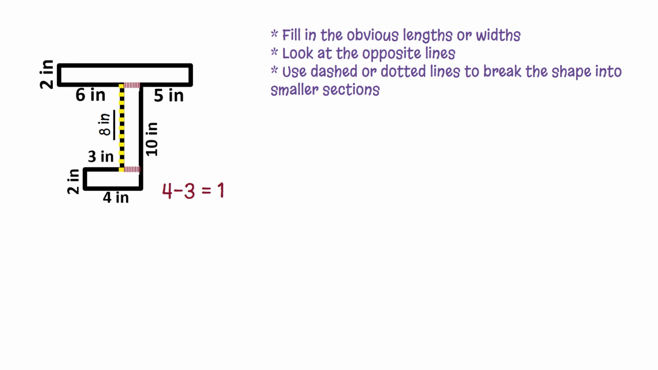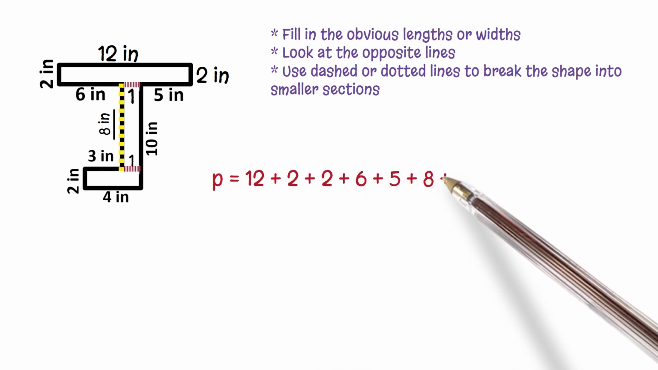So at the top I have 6 plus 5 plus 1, which is 12. So the top is 12 inches. And finally add 2 inches on the right side, which is the same size as the left. After we figured out all of the sides, let's add the numbers to get the perimeter.